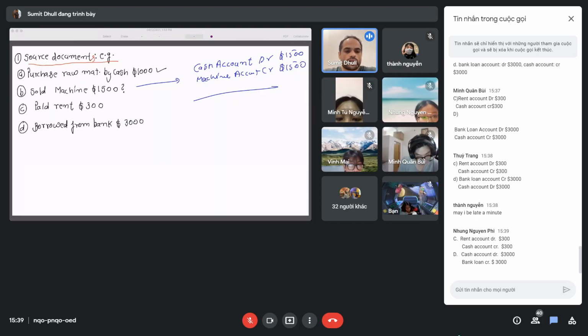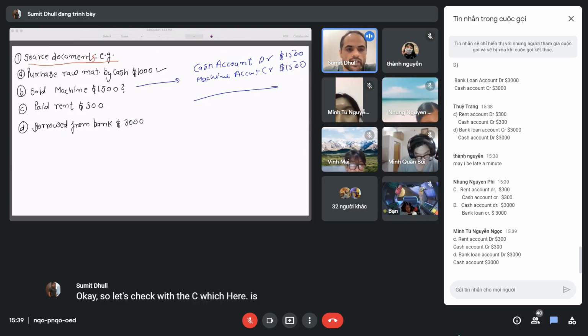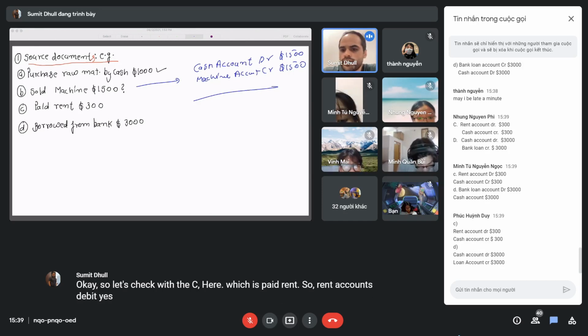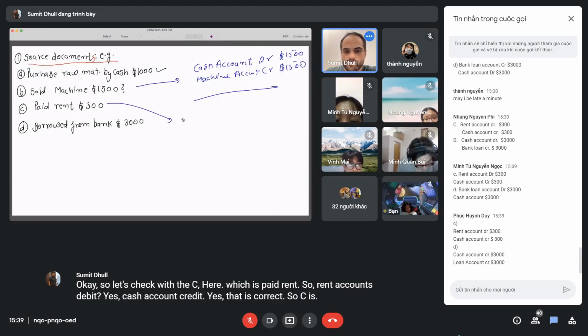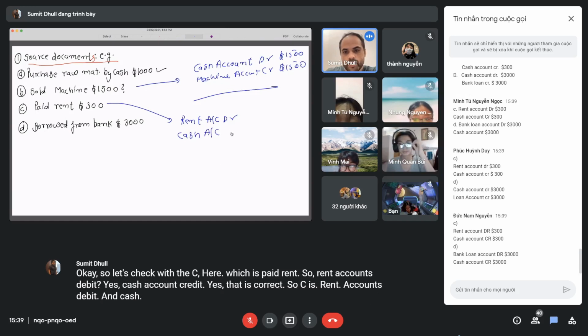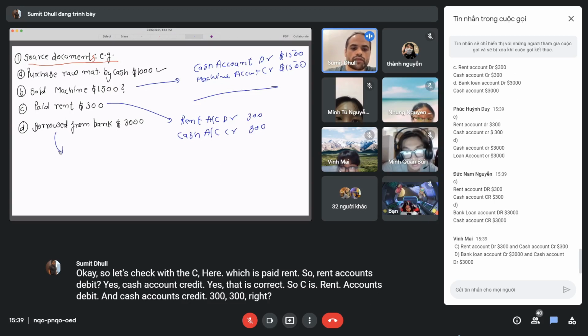Okay, so let's check C, which is paid rent. So rent account debit, yes. Cash account credit, yes, that is correct. So C is rent account debit and cash account credit. 300, 300, right?